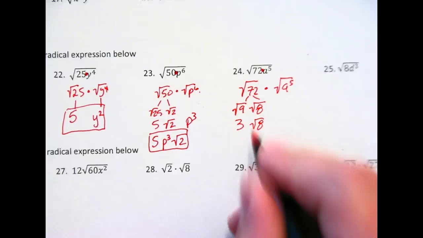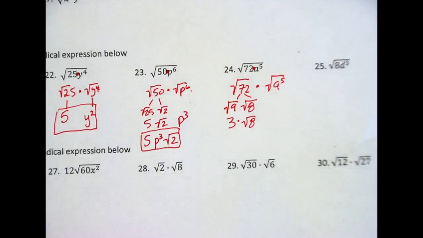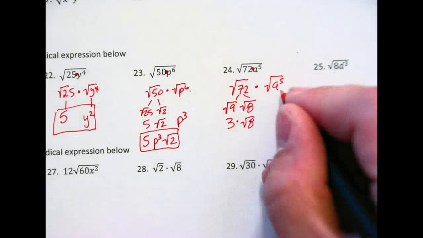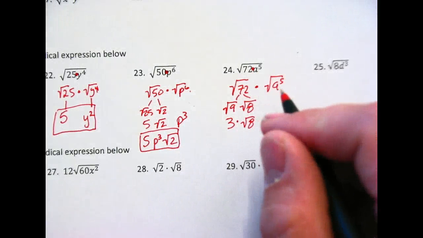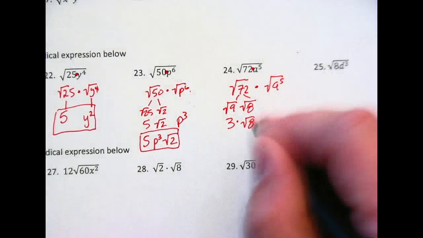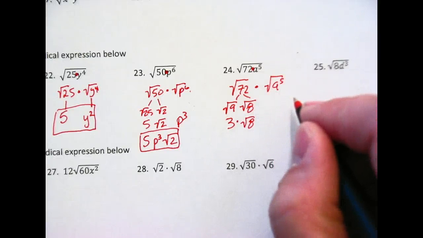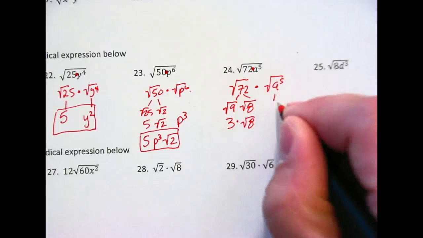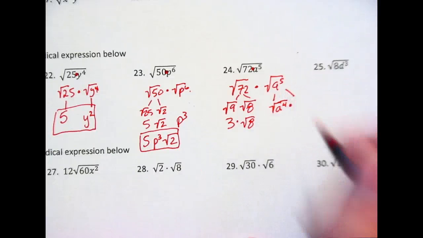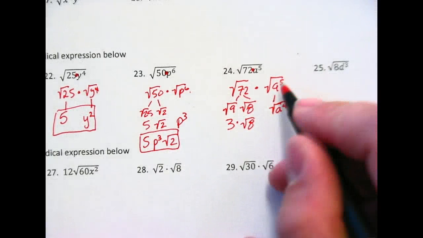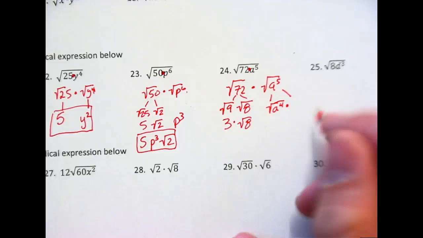Good. Okay. A to the fifth. Yeah? Can it be like 36 and square root 2? Ooh, that's close. No. What is the closest even number that does not go over 5? 4. This is a to the fourth times. How do I get a to the fifth? A to the fourth times what?